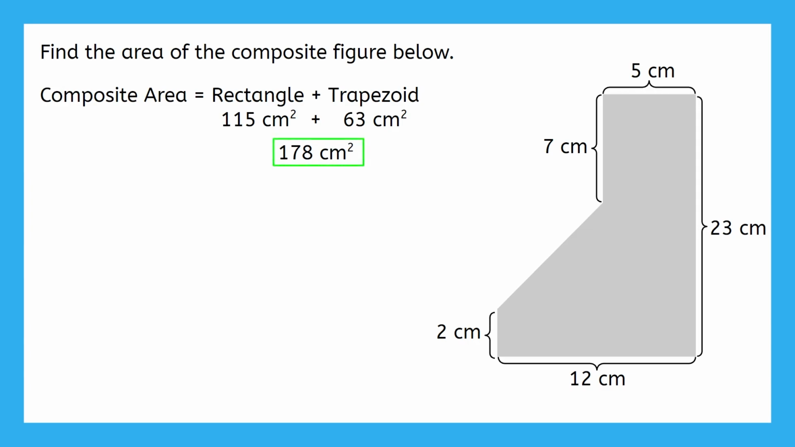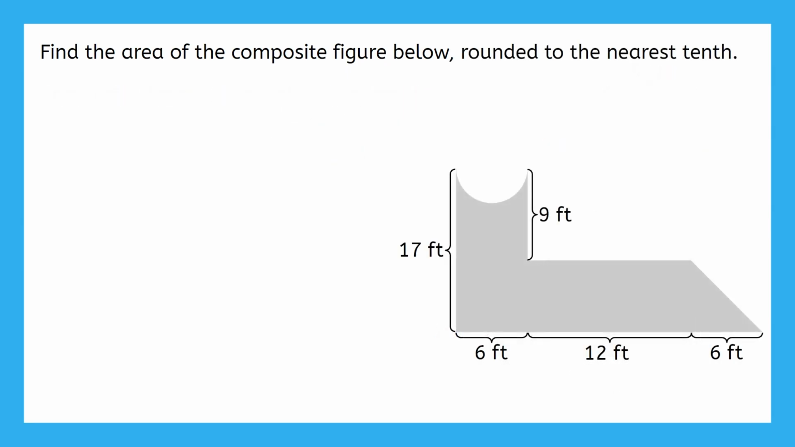If you chose to use a different breakdown of shapes to solve this problem, you should still have gotten 178 square centimeters as your final answer. Let's do one more example together. This problem asks us to find the area of this composite figure rounded to the nearest tenth. Now, this figure is a little bit different because it has a piece cut out of it.